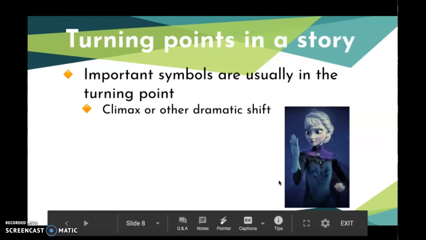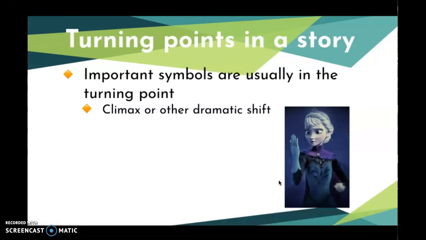We also have to look at turning points in a story. So important symbols are usually in the turning point, which is the climax or some other dramatic shift. So if we look at Elsa in Frozen, from the beginning of the story, she has these gloves that are supposed to contain her powers. Her dad tells her to conceal, don't feel. So basically the gloves conceal her feelings as well.